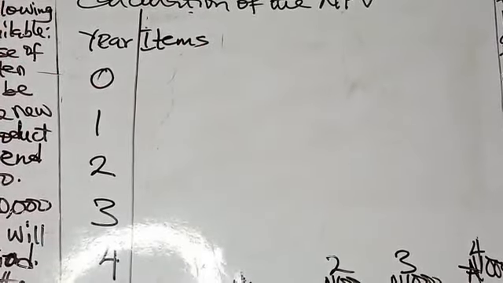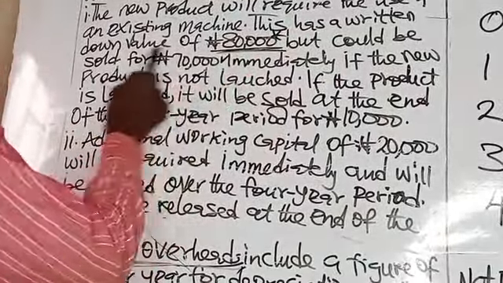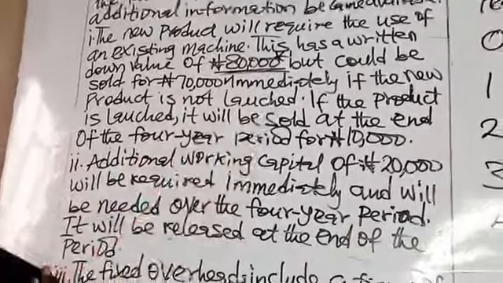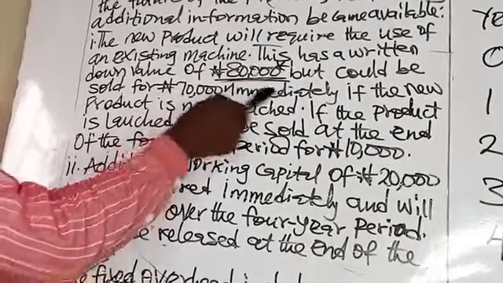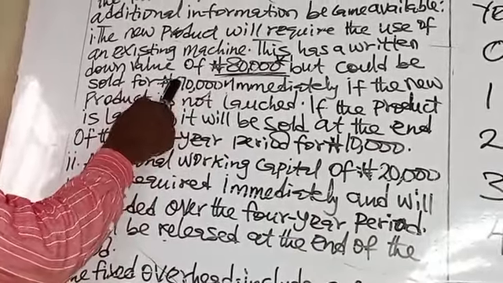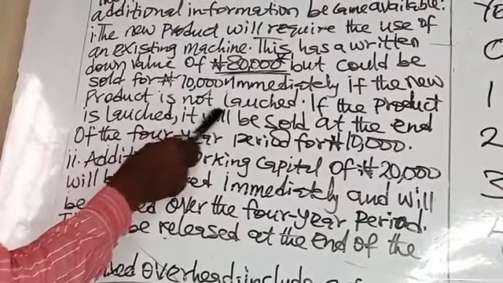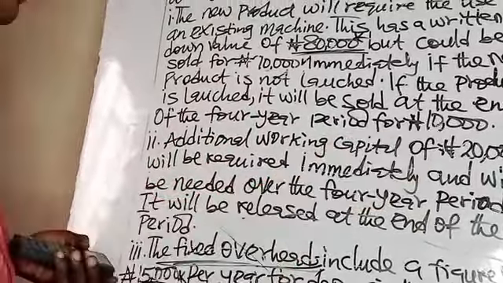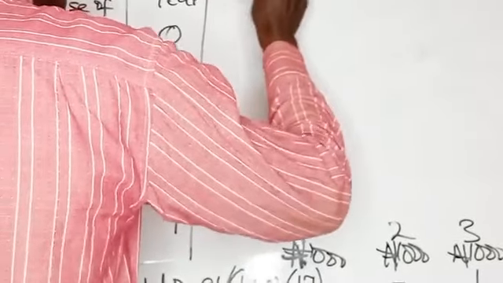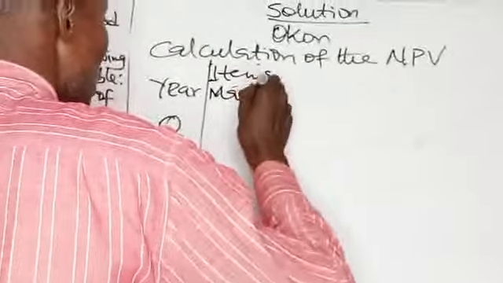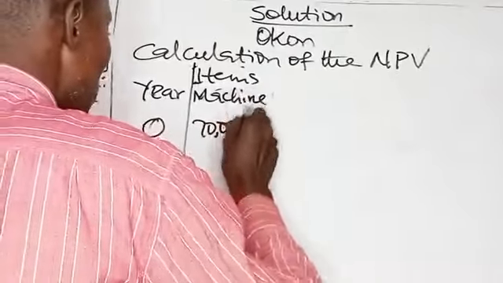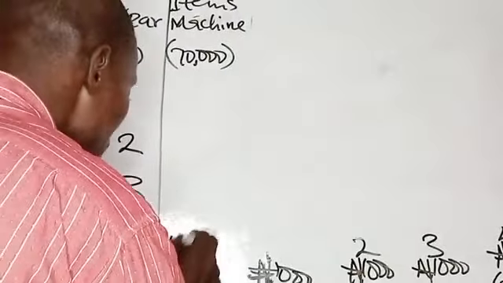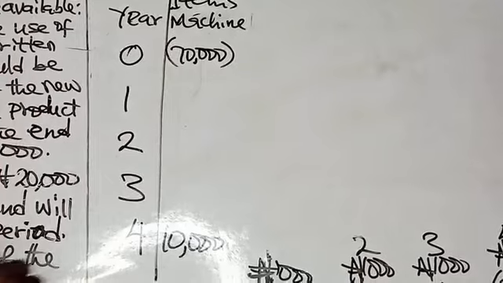Back to the question. You were told the product will require the use of an existing machine. This has a written down value of 80,000 naira. I've told you that this 80,000 is not relevant, but it could be sold for 70,000 naira immediately. This will be treated as an outflow in year 0. Then its scrap value of 10,000 will be treated as an inflow at the end of the project life.